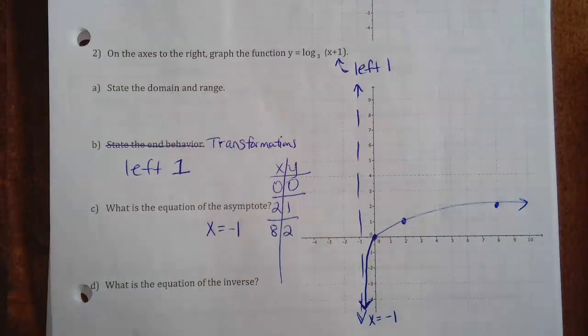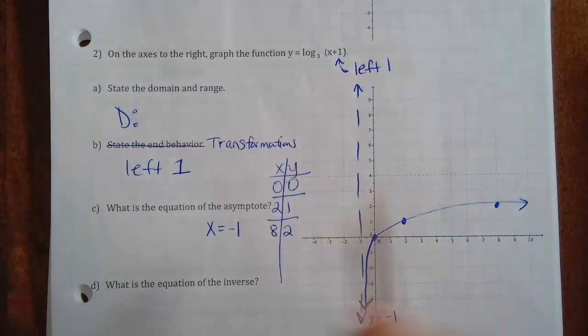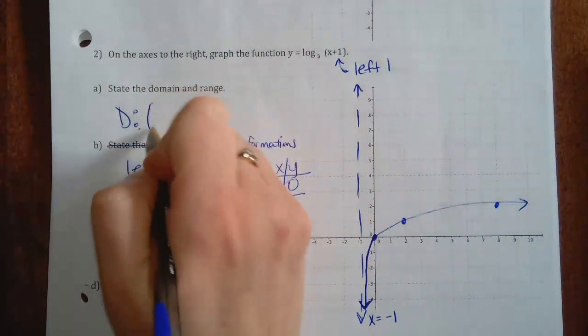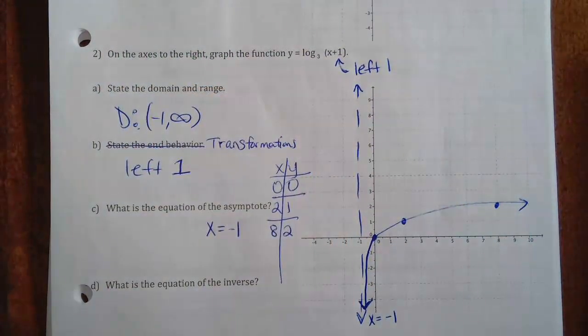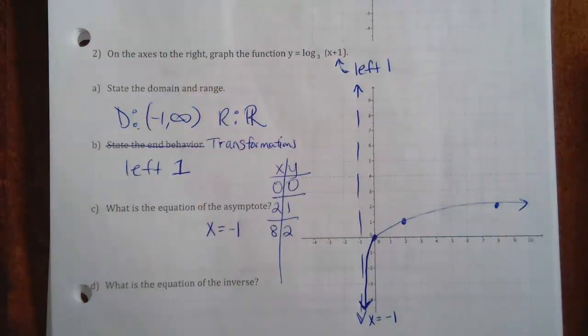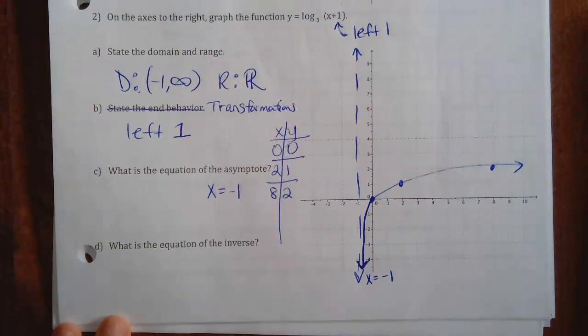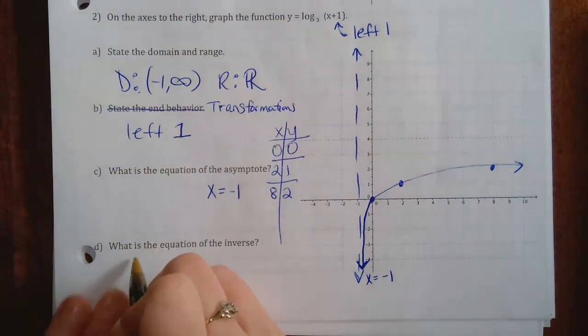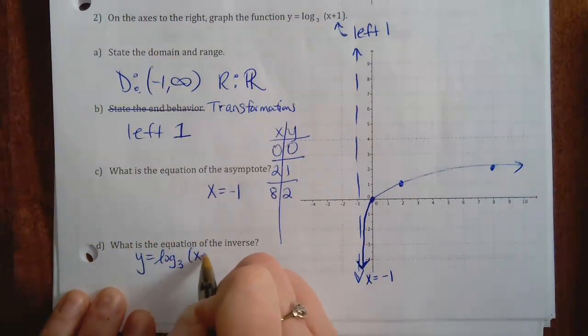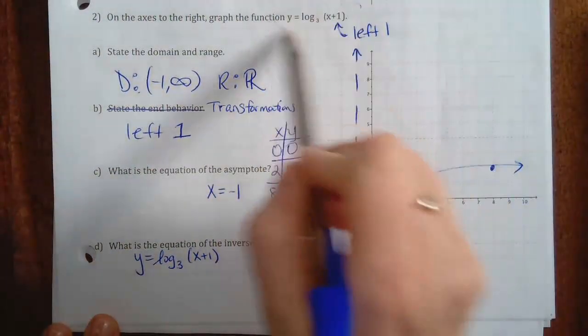All right, domain. Since we shifted left 1, left and right are x values, and this got shifted left 1, this would go from -1 to infinity. And our range is still all reals. Now the last concept that we focused on yesterday was inverse. So here's our original function. I'm just going to rewrite it from the beginning, from the top of the question.